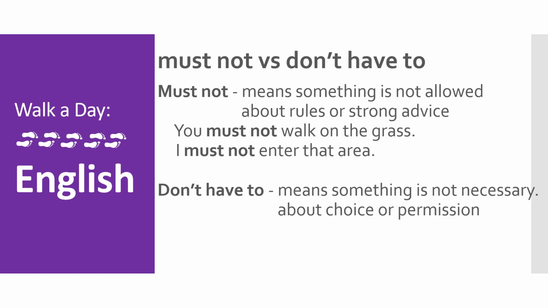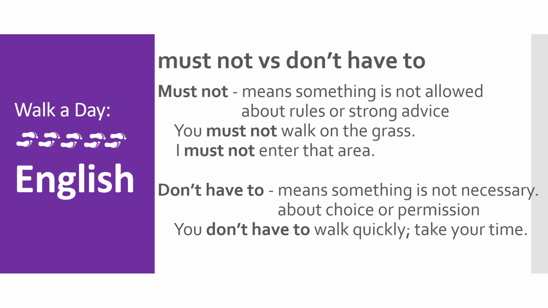Don't have to means that something is not necessary. So, for example, you don't have to walk quickly. Take your time. I don't have to cross the road here. Remember that must not is about rules or strong advice, while don't have to is about choice or permission. Try using these in your own sentences as you walk and put them in your journal.